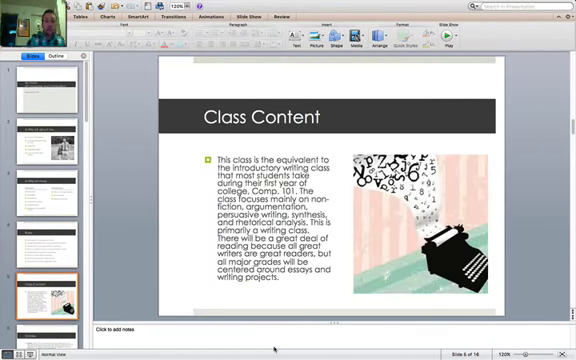The class. This class is equivalent to Composition 101. The only thing I have to say about this slide is that writing is a skill, which means it's kind of like playing an instrument. We will be reading some novels, but with writing being a skill, and this being a skill-based class, I reward students for constant hard-working practice.